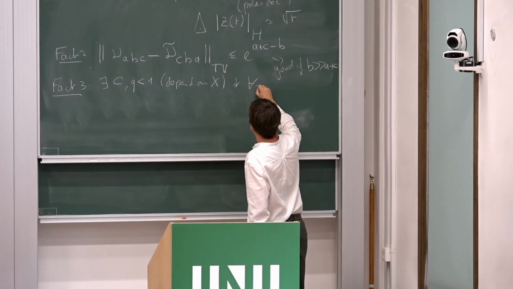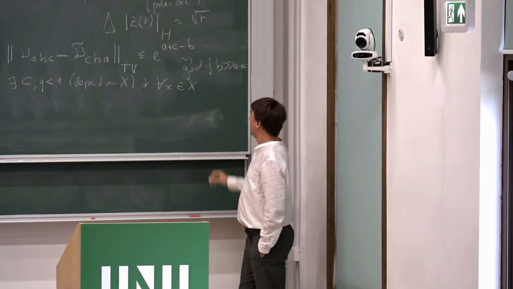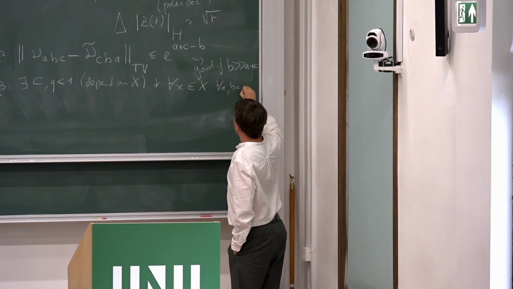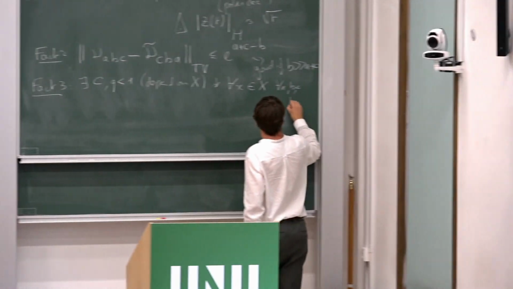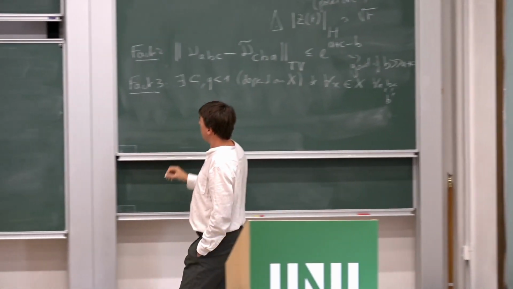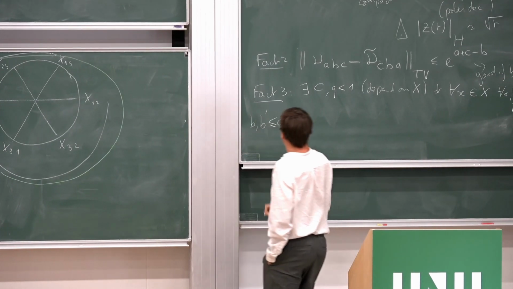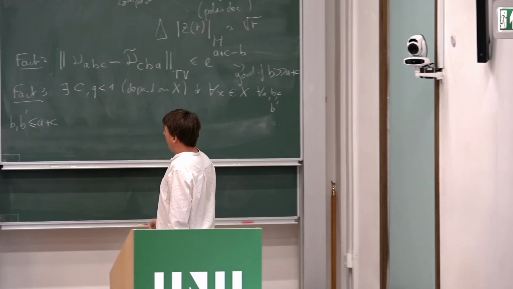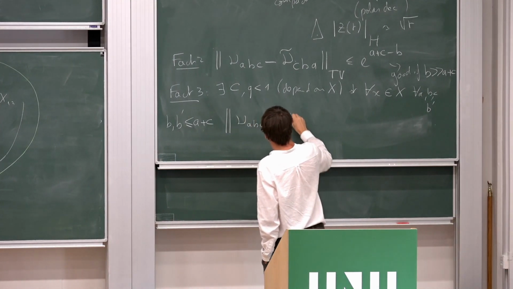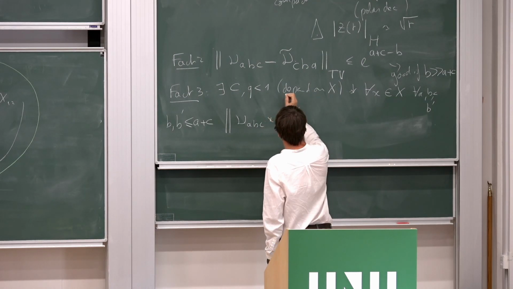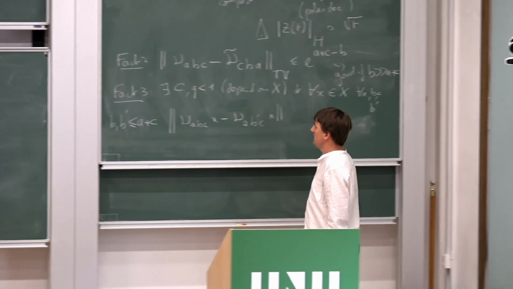for every X in my Banach space X, for every A, B, C real numbers, and also B prime, and if we assume that B and B prime are both less than A plus C, then we can compare nu ABC of X and nu A B prime C of X. So this is the norm.